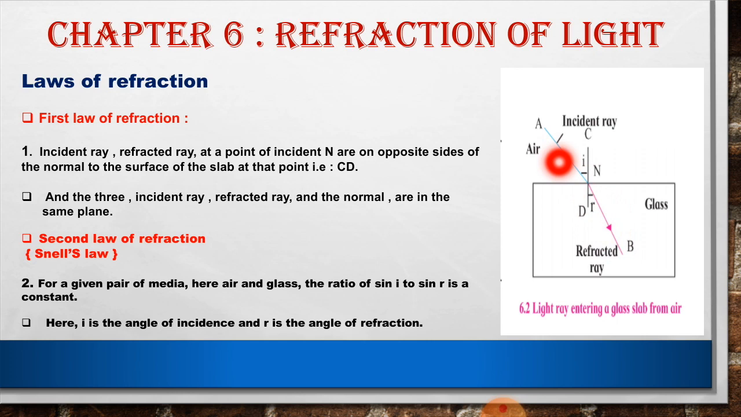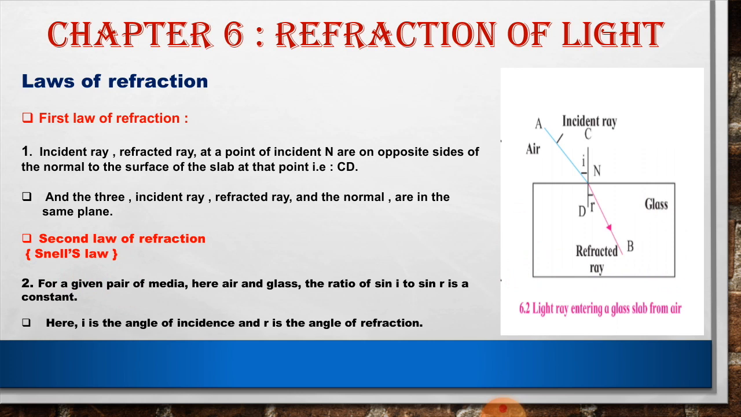And the incident ray, refracted ray and the normal are in the same plane. So here is the incident ray, this is the refracted ray and this is the normal. They are drawn on the same plane, same glass plane. Okay, what about the second law of refraction? This is called Snell's law. Snell discovered this law, so it is called Snell's law.